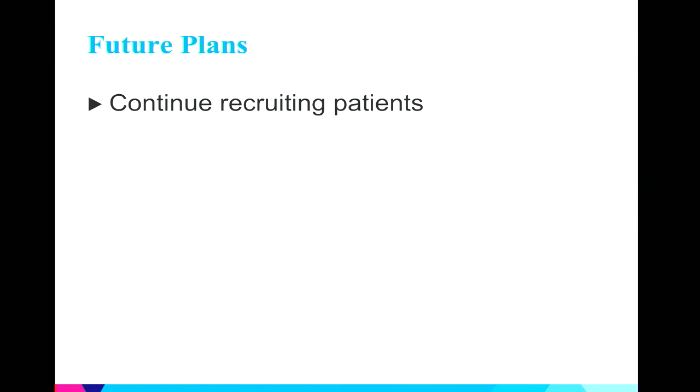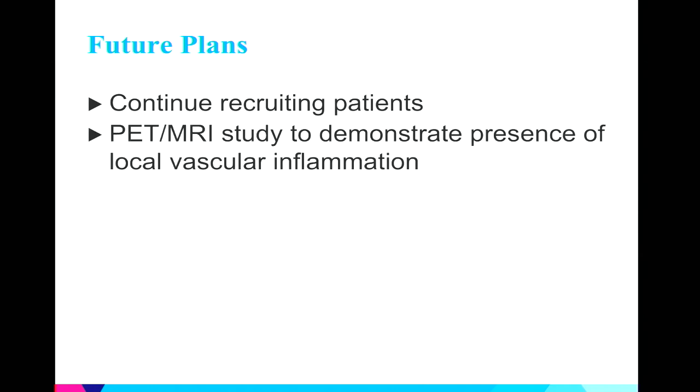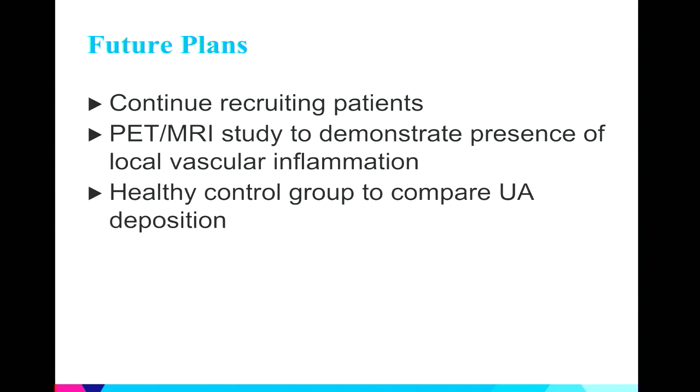So as for our future plans, we're still recruiting patients. So if you know anyone or if you have gout or are interested, you can come up and talk to us later. We also want to do a PET MRI study. We want to confirm that the uric acid we're finding in patients' vasculature is causing this inflammation, and we would be able to see that on a PET MRI study. We also are applying now to recruit a healthy control group, and we want to look at patients that have a similar age and similar background, and if they have similar levels of uric acid as well. And hopefully patients that aren't symptomatic and aren't gouty do not have any uric acid.